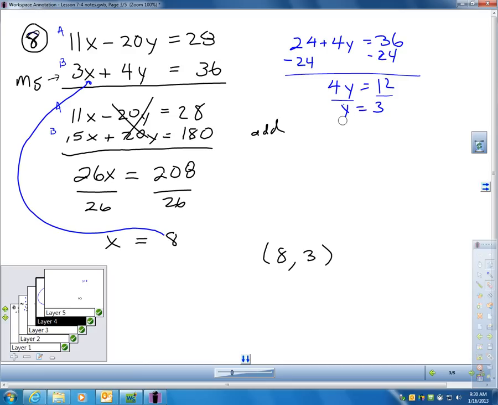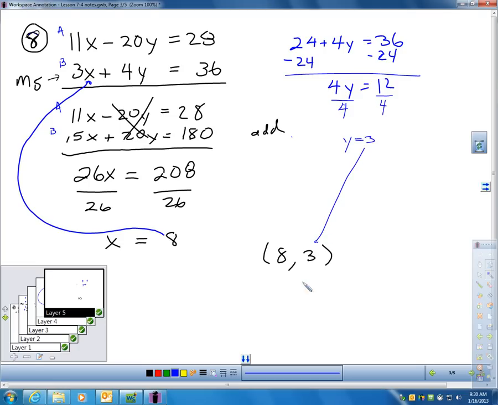Actually, I should erase that out of there. y equals 3. Okay? So I divided each side by 4, and I got y equals 3 in this case. I'm going to write that out better so you can see it better. Divided each side by 4, y equals 3. Okay, so I had 8, 3, and then I need to check it.